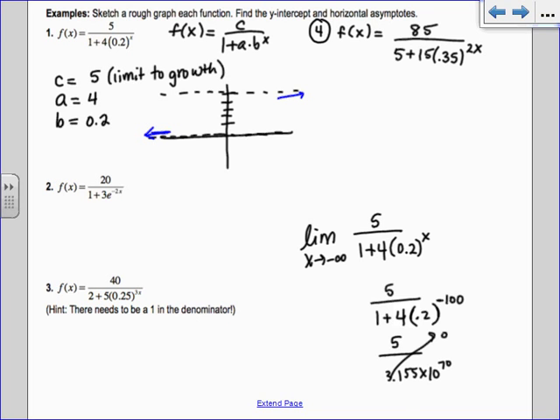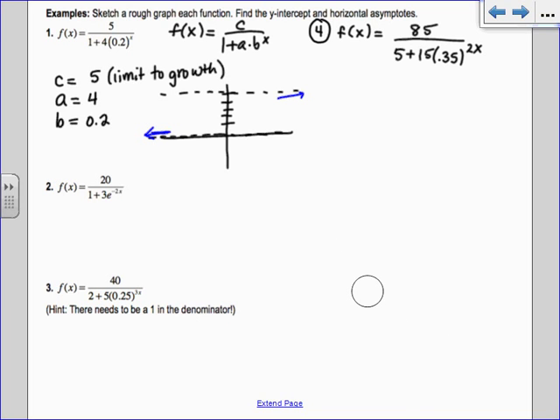Okay, the last thing we need is the y-intercept. How do I find y-intercepts usually? Plug in 0 for x, right? So I'm going to do the same thing. f of 0 is going to be 5 over 1 plus 4 times 0.2 to the 0. What's 0.2 to the 0? 1. So I get 5 over 1 plus 4, because it's 4 times 1.